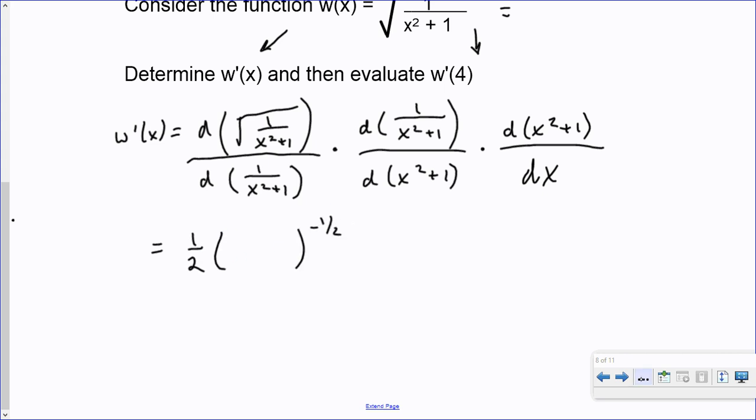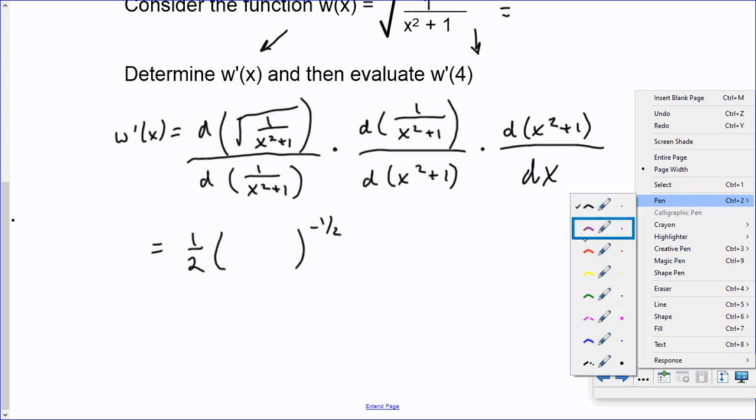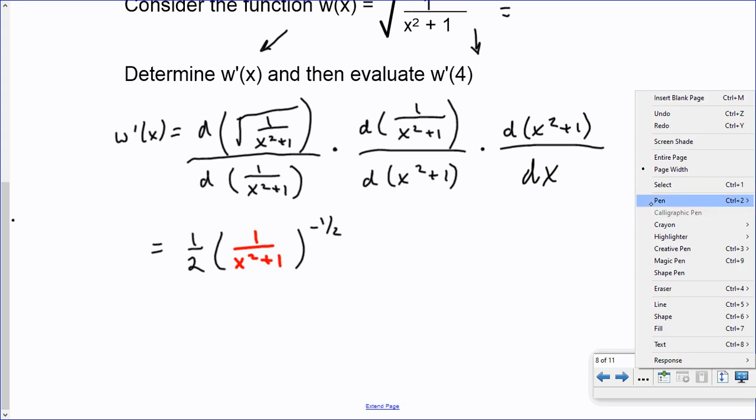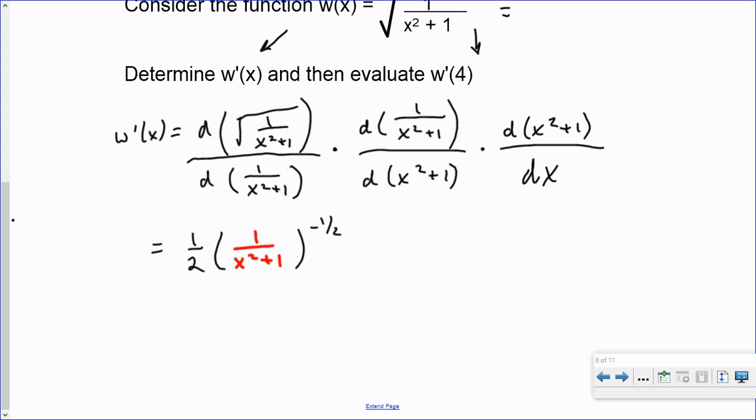Okay, but now I want to make sure that I put in my function that I found. Okay, now what? Now we're over here. What's the derivative of a reciprocal function?